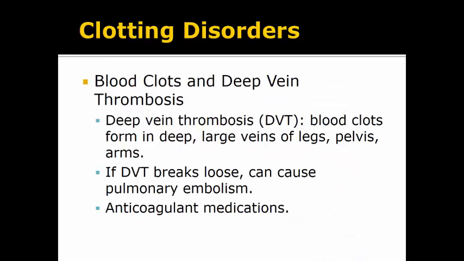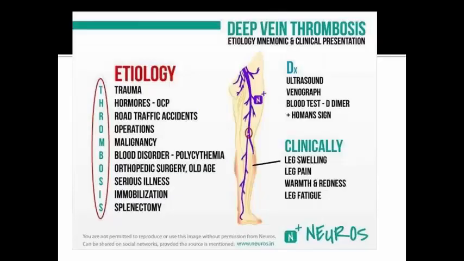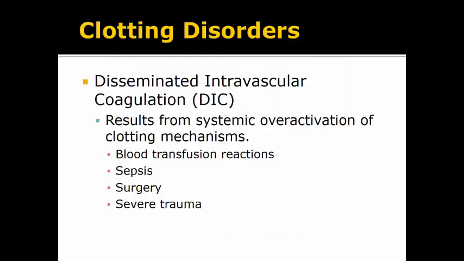Now, your blood clots and your DVTs, your deep vein thrombosis. This is where you get blood clots that form in the large veins, usually in the legs, pelvis, and arms. If it breaks loose, it can become a pulmonary embolism or potentially even an MI or a stroke. Things that can make it more common are trauma, hormones, traffic accidents, operations, blood disorders, immobilization, things like that. If it's in a leg, you'll see some swelling and pain, warmth and redness on that affected leg, and maybe fatigue of that leg as well.